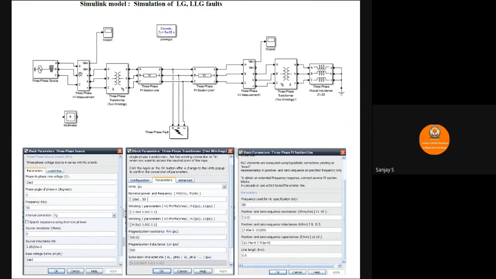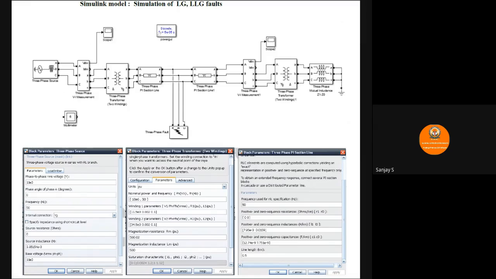And then here we have three-phase VI measurement. We are having another block called scope. We have multimeter, three-phase transformer, three-phase pi section line, another three-phase pi section line, three-phase fault, and we have another three-phase VI measurement block. Then we have a three-phase transformer, two winding. Then in order to simulate the load, we have taken three-phase mutual inductance Z1, Z0. So here we'll have to pick all these components that I have just mentioned from the library.